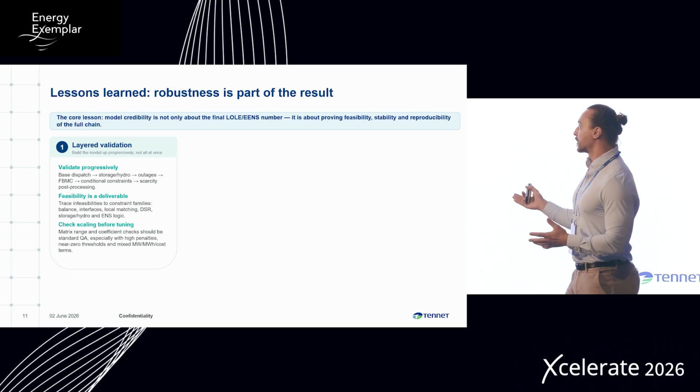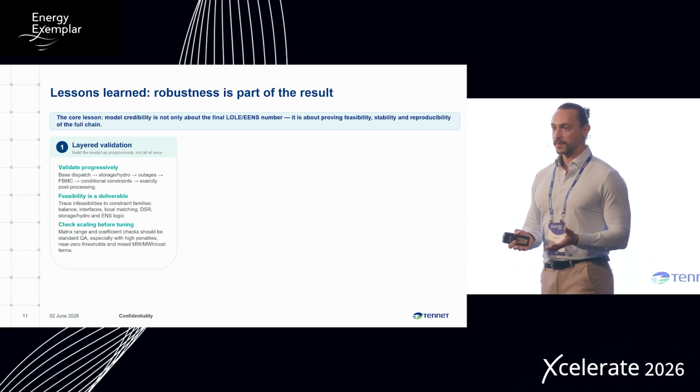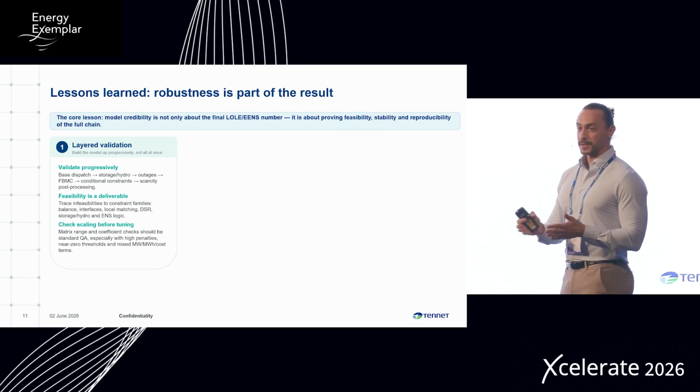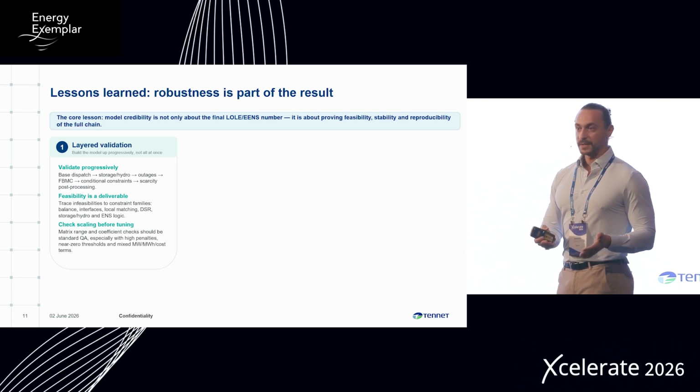either if you are having an increase in runtime or infeasibilities, it's really difficult to spot where the error comes from. So our strategy in TenneT is really to build the model progressively and see what is causing runtime issues, what is causing infeasibilities.